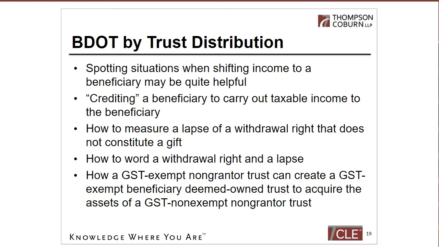Okay, so now I'm going to talk about beneficiary deemed owned trusts. So these are trusts that under Code Section 678, the beneficiary essentially has a right to withdraw from the trust, and while that right to withdraw exists, the beneficiary is taxable on whatever the beneficiary could have withdrawn. And when that right lapses, so 678(a)(1) is when you have the right to withdraw, 678(a)(2) is after the withdrawal right has lapsed.